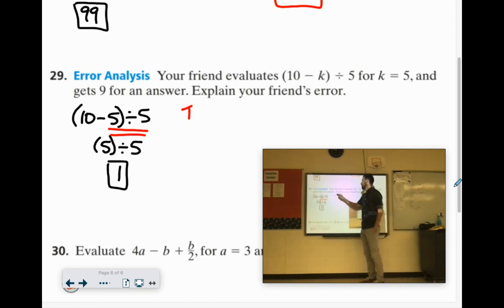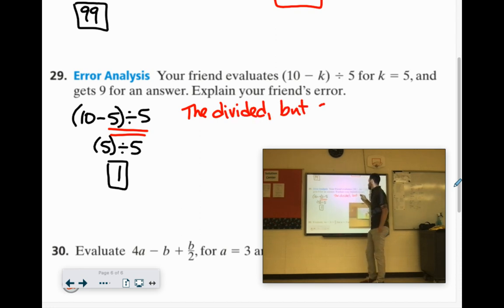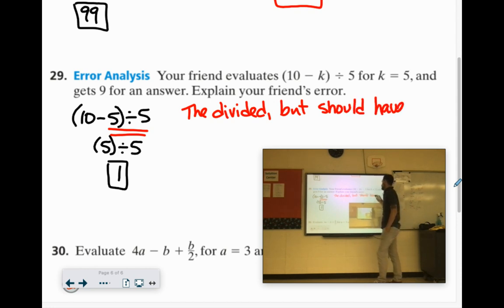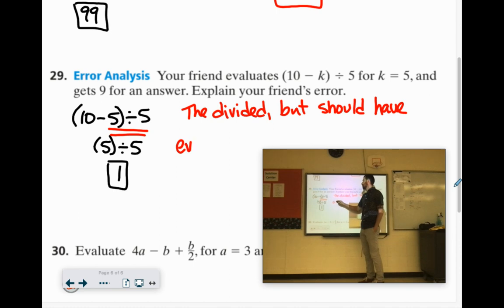They divided, but they should have evaluated parentheses first.